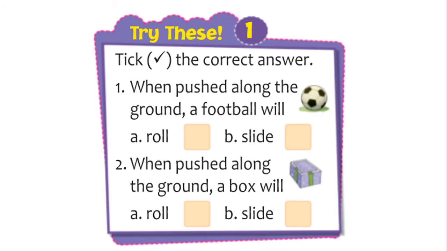So here we have to try these. Number 1. Tick the correct answer. When pushed along the ground, a football will. So whether it rolls or whether it slides, this is the answer we need to identify and tick the appropriate box. Since a football has a spherical surface, when it is pushed along the ground, the football will roll. Therefore, we have to tick this box. A football will roll along the ground. It will not slide because it does not have any flat surface.